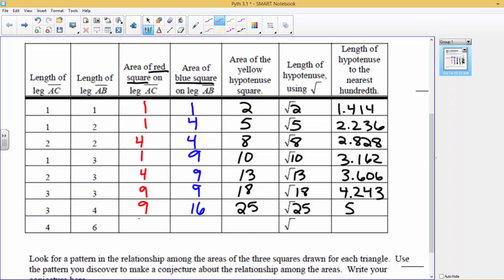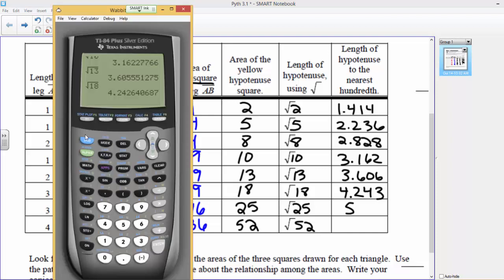Red square's area, 16. Blue square's area, 36. You get the yellow square's area, which is 52. And the square root of 52 in your calculator. I think it's probably going to be lower than what I put. 7.211. Pretty darn close.